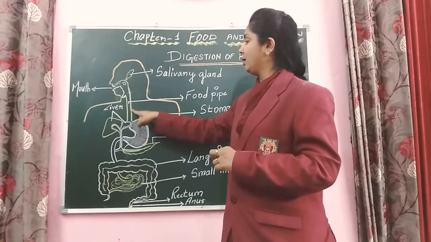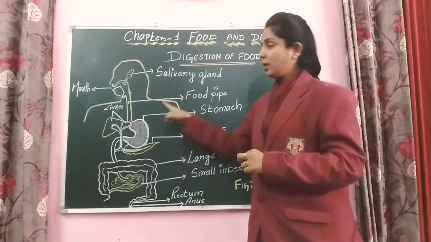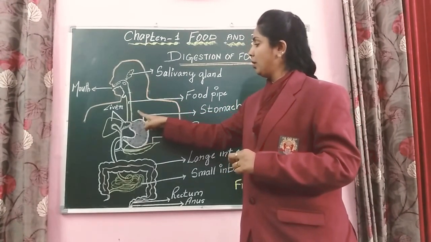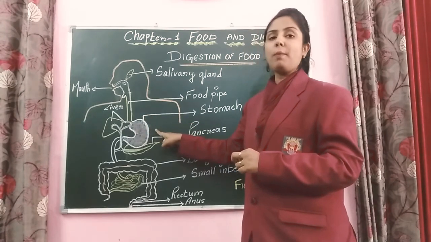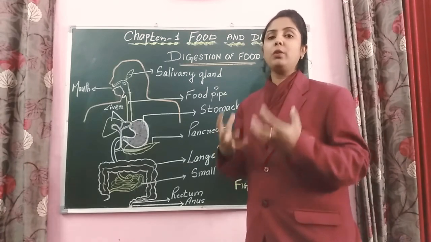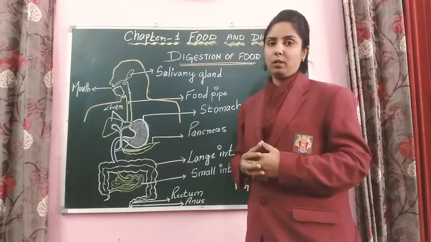Now the food enters the food pipe. This is also called the esophagus. Now this is the food pipe. From the food pipe, the food enters into the stomach. Now the stomach is actually a hollow muscular bag. Here the chemical digestion occurs.